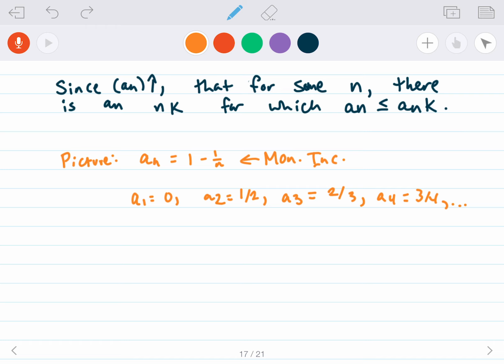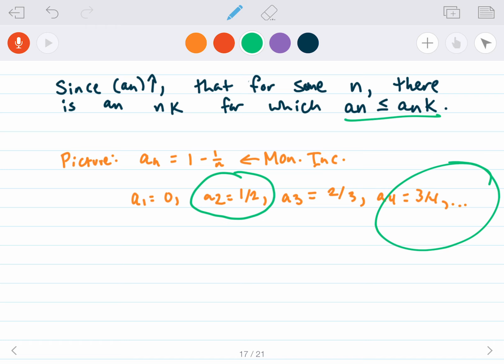So like if you chose n equals 2, if we looked at this guy in our original sequence, this is saying that we can find something in our subsequence that's bigger than 1/2. Okay, so we can find something further along here that's bigger than 1/2. So that's all that's saying. So let's continue here. And so therefore we have the following.